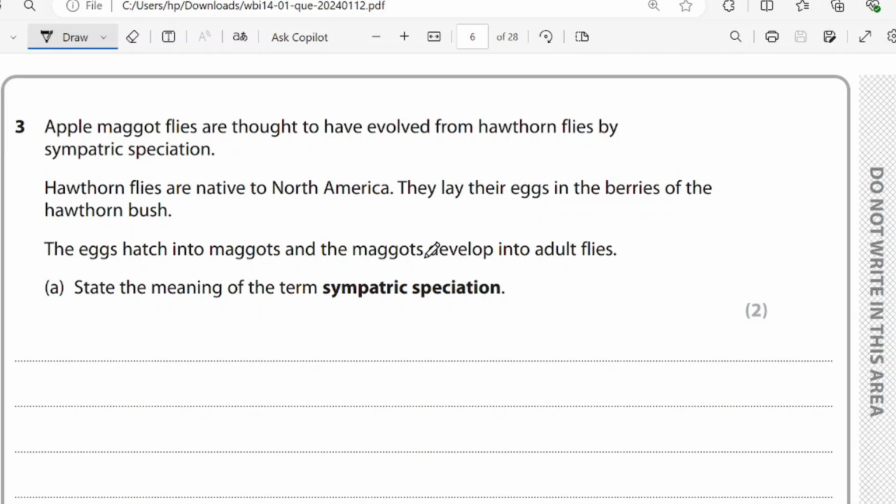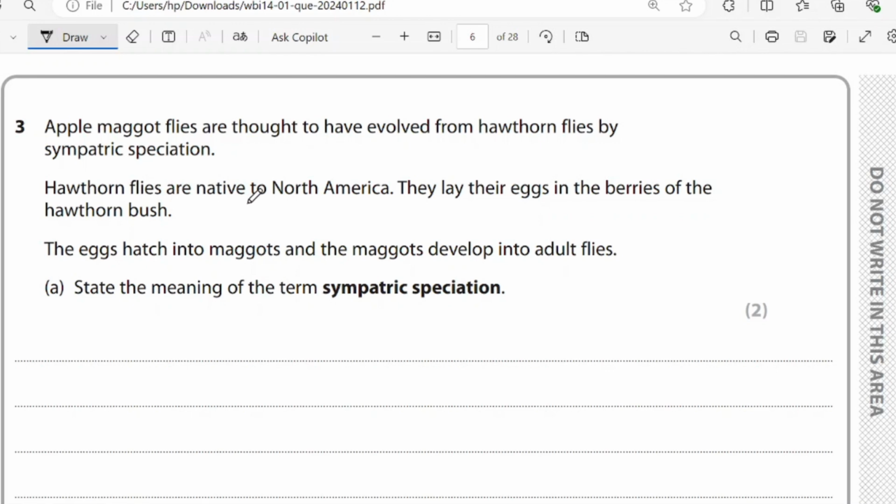This is question number 3 from the Jan 2024 Edexcel Unit 4 Biology question paper. Beginning with question number 3. Let's begin. It says, apple maggot flies are thought to have evolved from hawthorn flies by sympatric speciation.